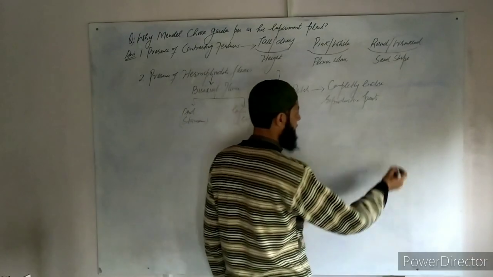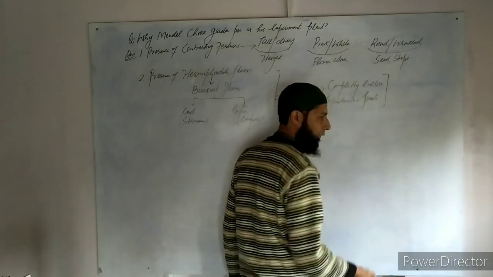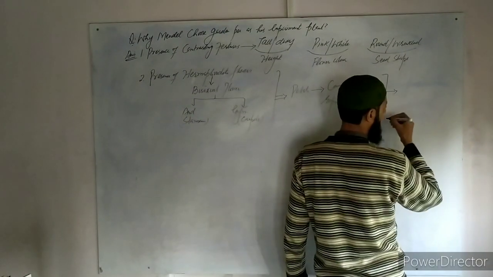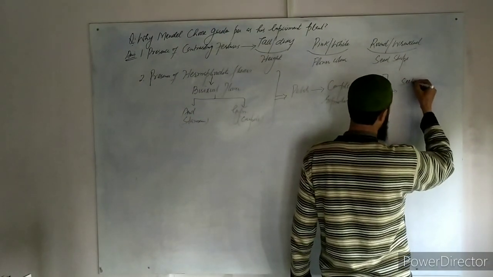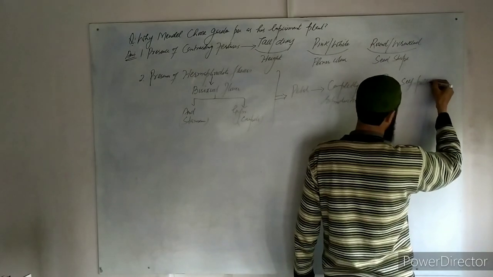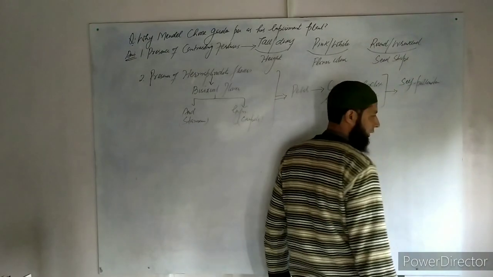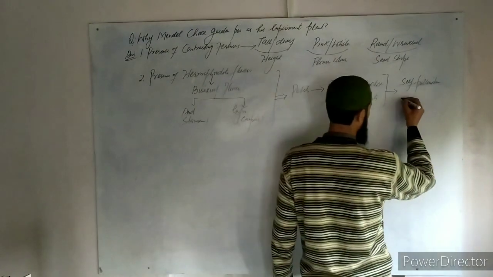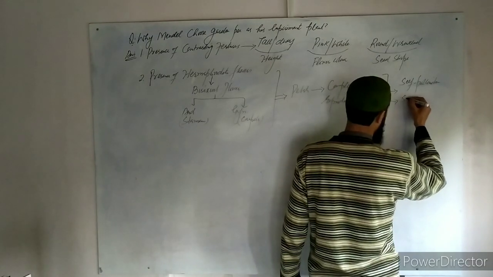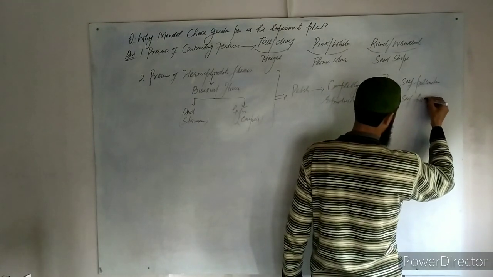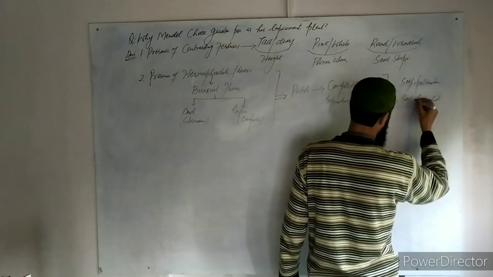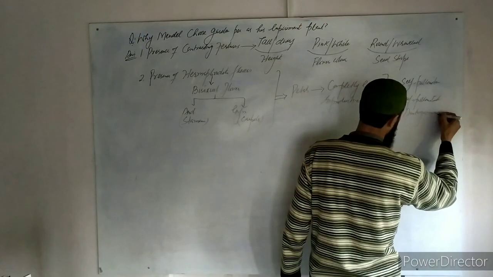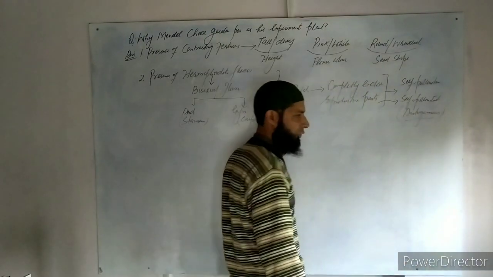What happens with this complete closure with petals? There is maximum chance of self-pollination, and there is 0% chance of cross-pollination. That means this plant is usually self-pollinated, autogamous type.